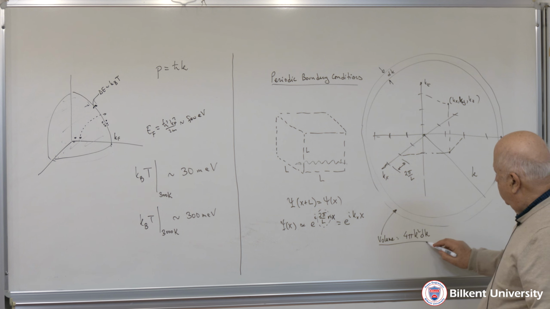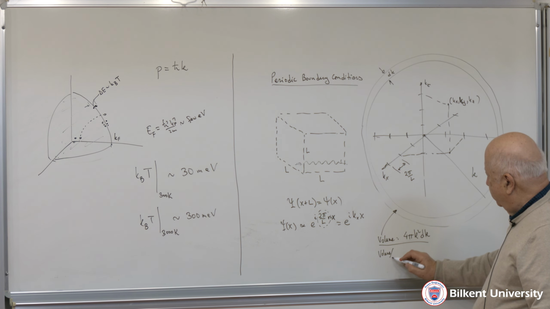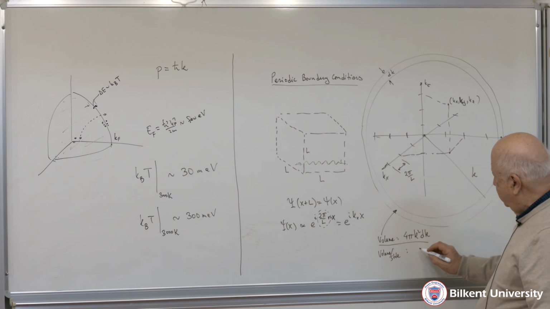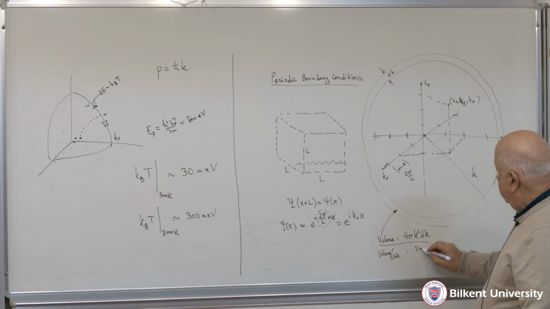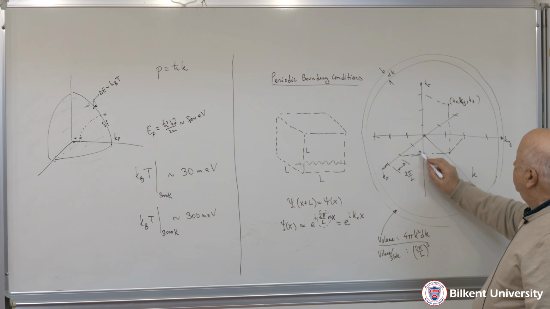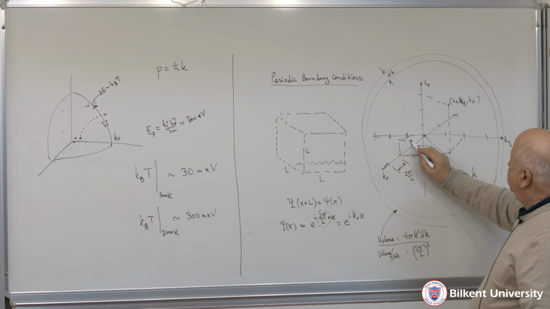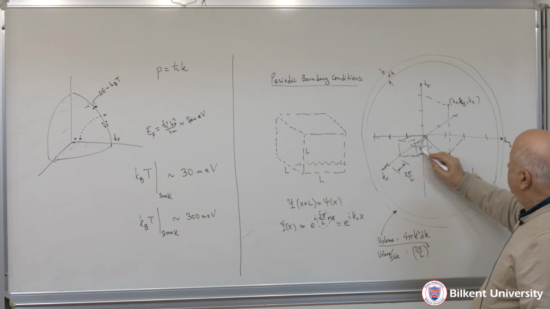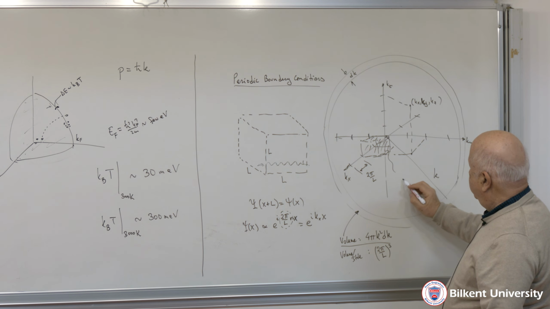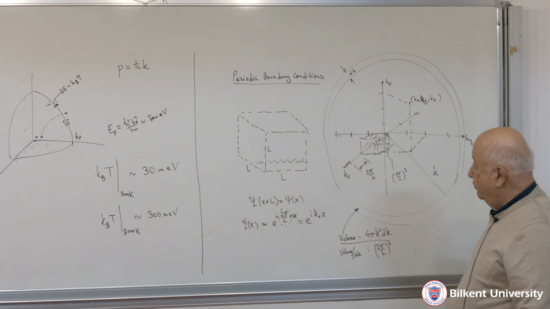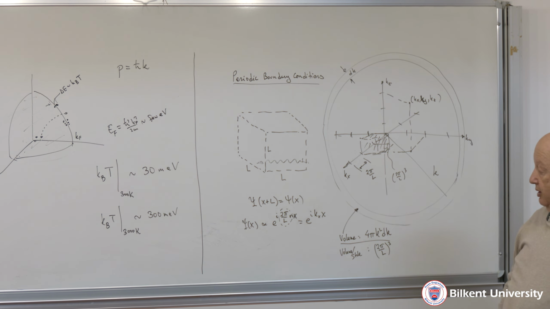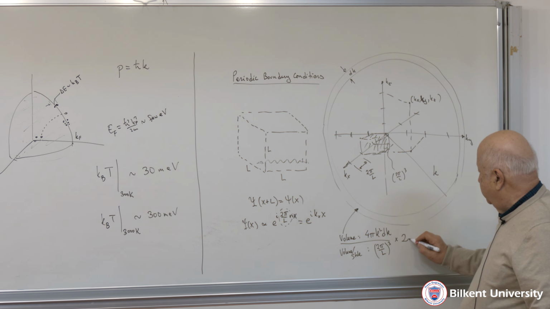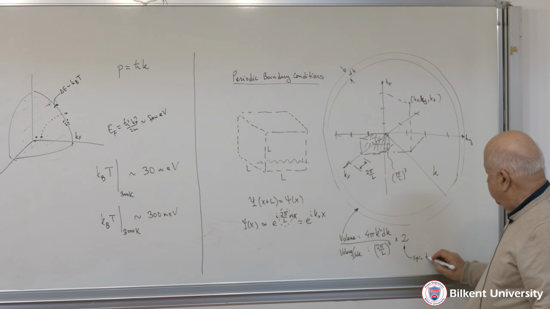I divide that by volume per state. Volume per state is still, okay, it's 2 pi over L now, right? The cubes that we are constructing now are twice the size as before. So these cubes that I have here, this thing here is 2 pi over L cubed volume. So if I divide this volume by that volume, I get the number of points, times the spin degeneracy. Okay, so this is the spin degeneracy.